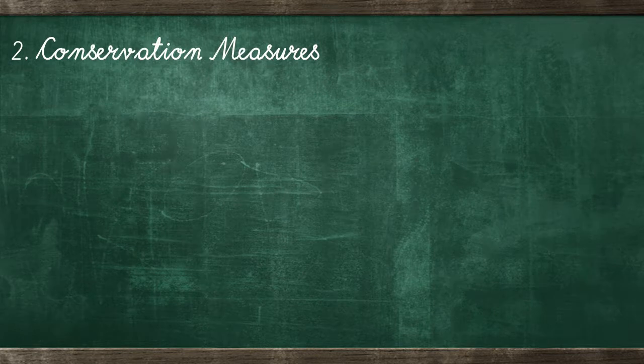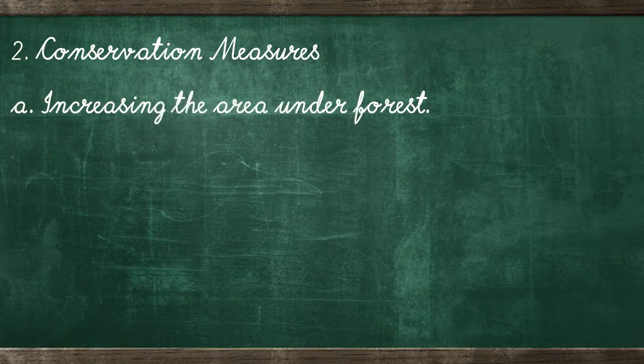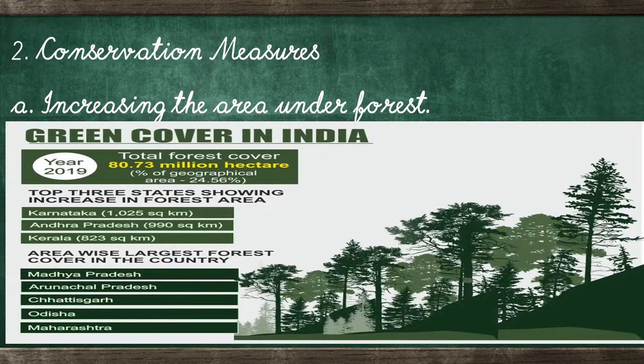Now let's learn about forest conservation measures. To revitalize our forest cover, systematic preventive measures should be taken. The Government of India set up a Central Board of Forestry after independence under the 5-year plan. Many policies were evolved to be implemented for conservation of forests. First one, increasing the area under forest. Loss of forest can be remedied by a massive program of tree plantation.